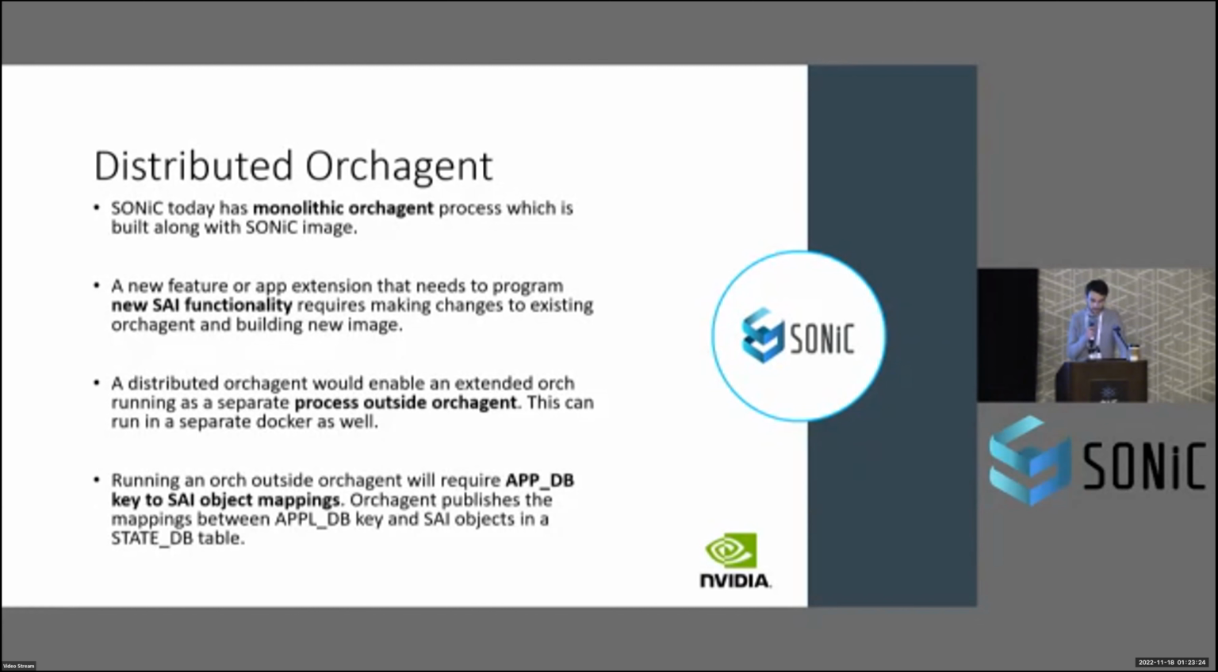Running an orch outside of Orchagent will require additional infrastructure such as FDB key to SAI object mappings. Orchagent publishes the mappings between application DB key and SAI objects in a state DB table. This is what we implemented for this presentation, and we have a demo app running together with Orchagent.